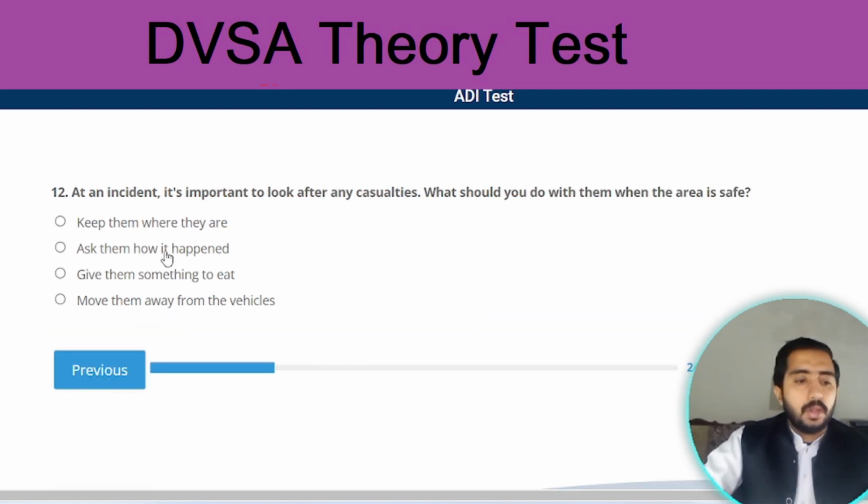Next question. Question number 12. At an incident, it is important to look after the casualties. What should you do with them when the area is safe? When the area is safe, then the first thing you need to do is keep them where they are. Option A is the correct one.